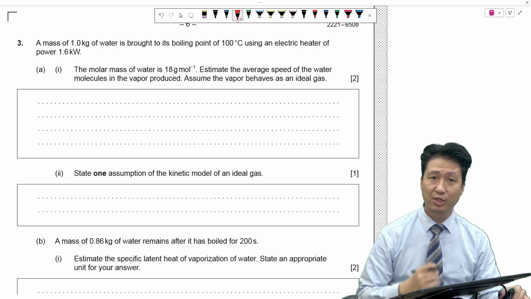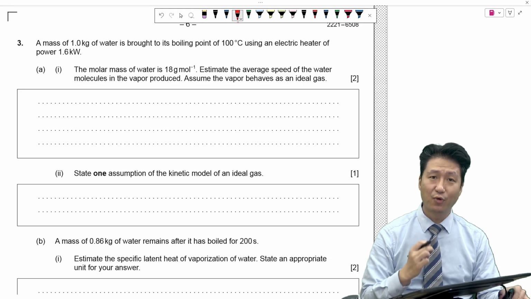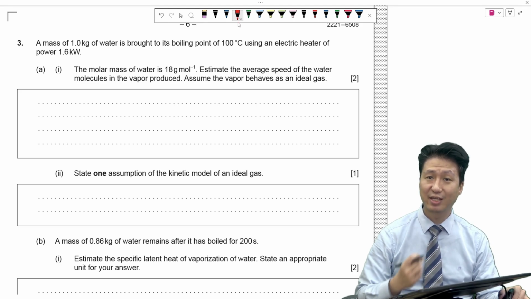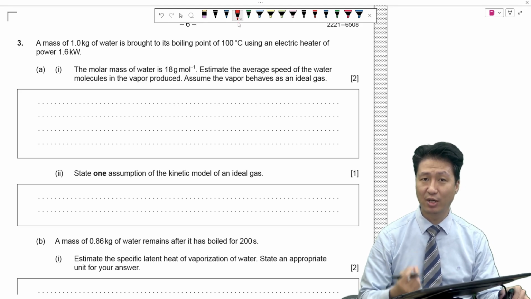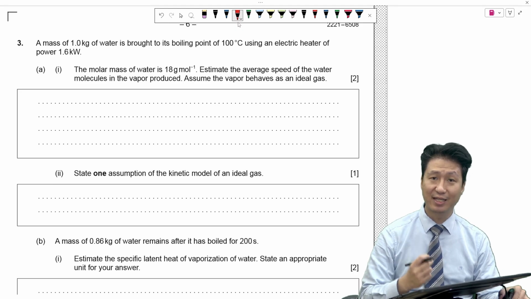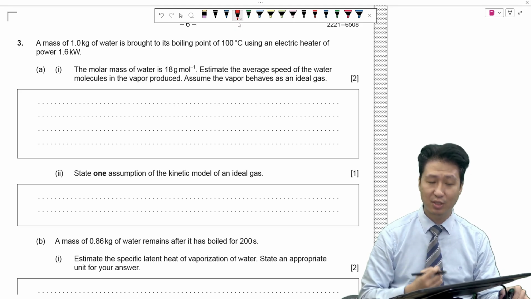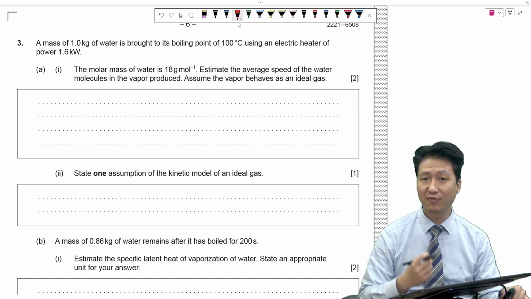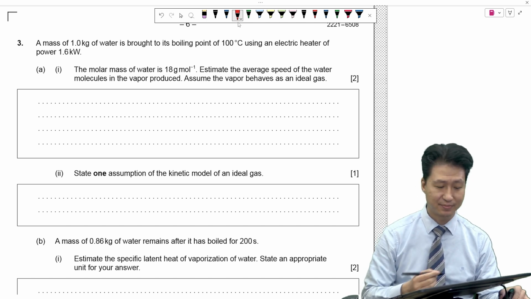In this next question, question number 3, you have a mass of 1 kilogram of water and it is brought to its boiling point of 100 degrees Celsius using an electric heater of 1.6 kilowatts. Part A, Roman numeral 1 says the molar mass of water is 18 grams per mole. Estimate the average speed of the water molecules in the vapor produced. Assume the vapor behaves as an ideal gas.